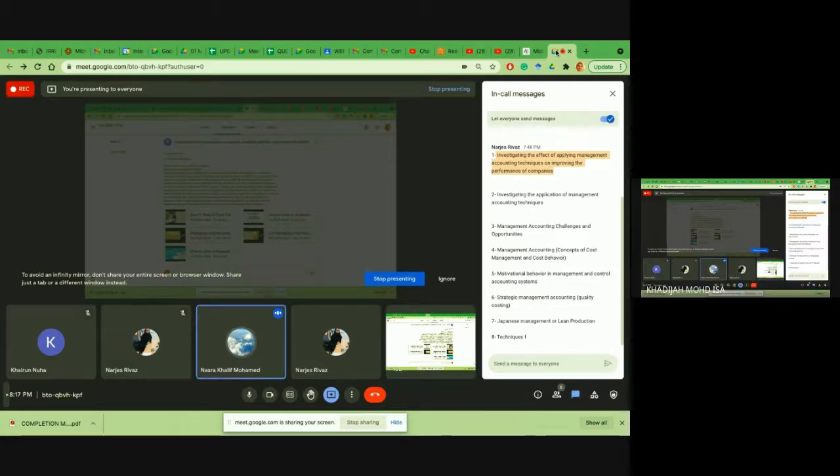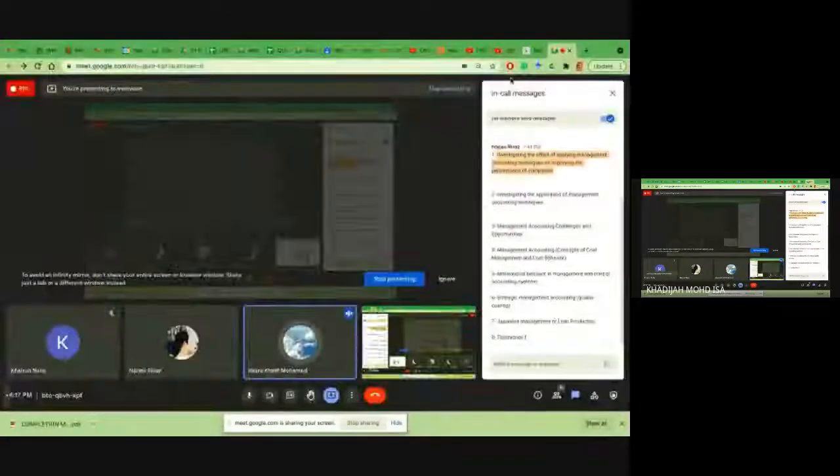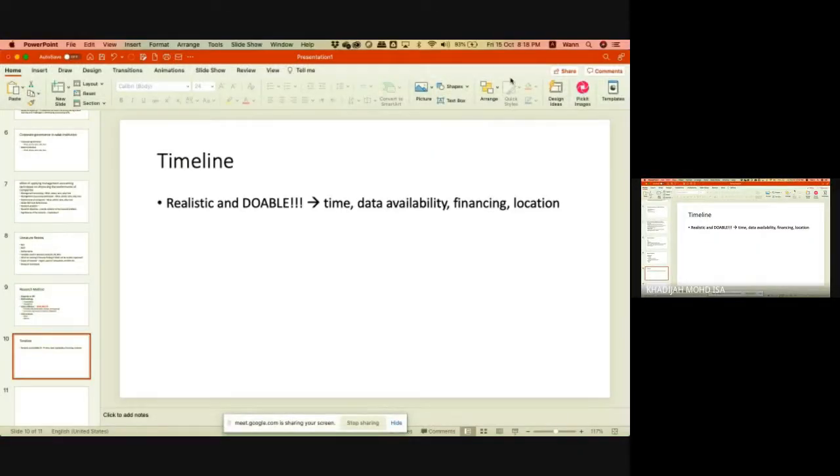Where were we? Okay, the timeline. So you have to look into it. It has to be realistic, and that's why your research must also be doable so that you can finish your research in time. We hope that none of you will have to apply for an extension of time, because we want you to finish your thesis within the time frame. We want you to graduate with your Master of Science in Accounting within the time frame, hopefully on time. So be careful with the timeline.